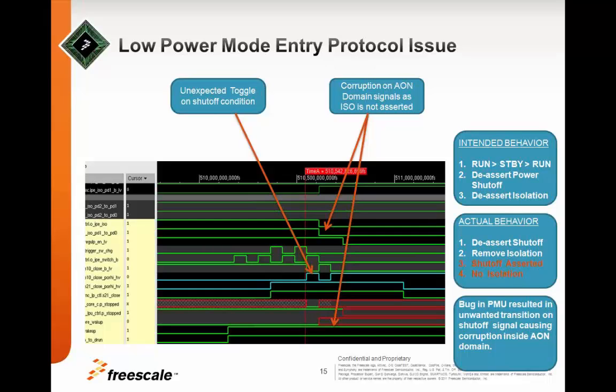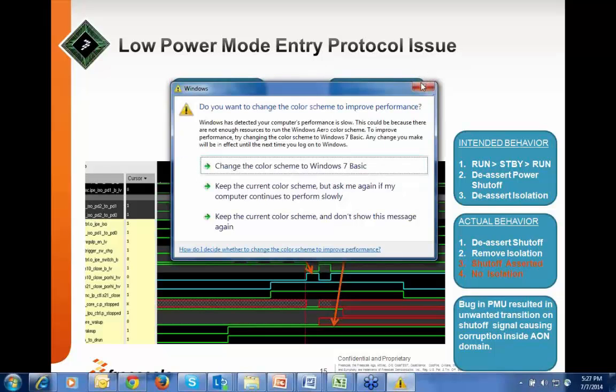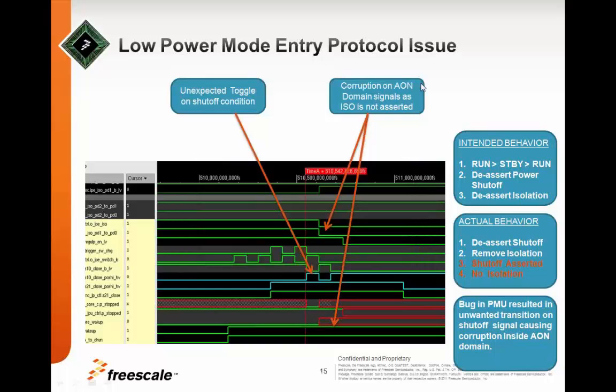This is because of an unexpected toggle on the shutoff condition because of a bug in the power management unit, which resulted in the corruption of the always on domain. So here, by having a simple assertion that the isolations are always asserted whenever the shutoff condition is true, we can easily catch this kind of issue by clearly highlighting the source of the issue.